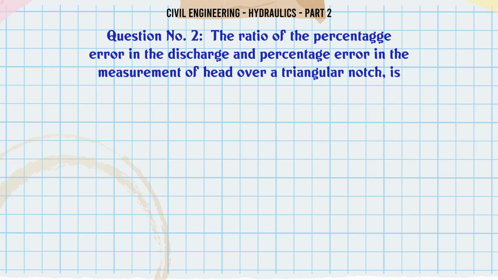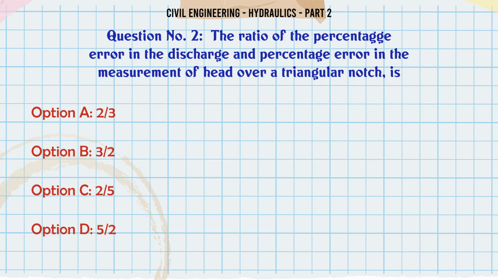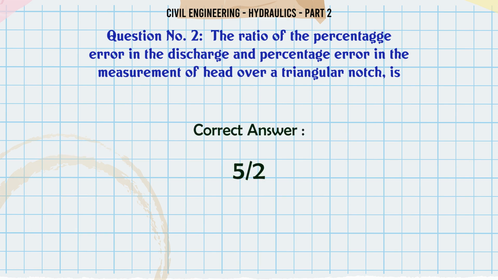The ratio of the percentage error in the discharge and percentage error in the measurement of head over a triangular notch is A. 2:3, B. 3:2, C. 2:5, D. 5:2. The correct answer is 5:2.